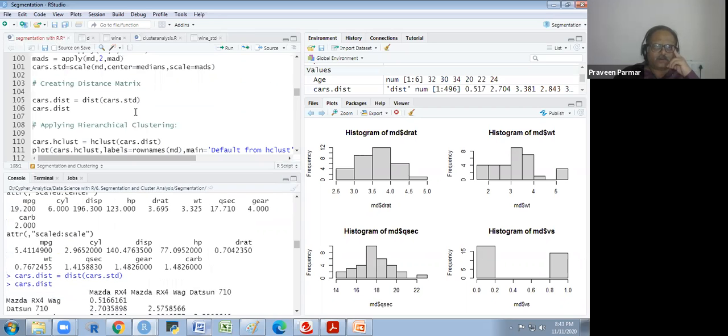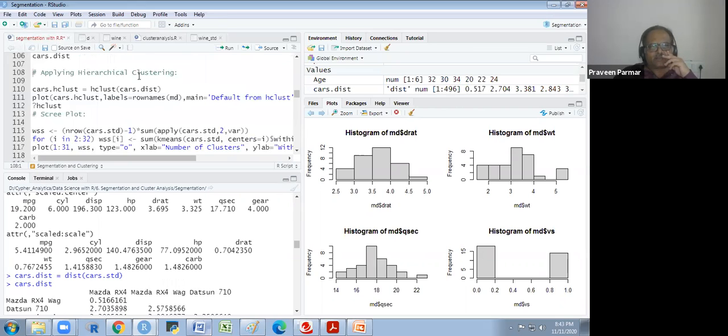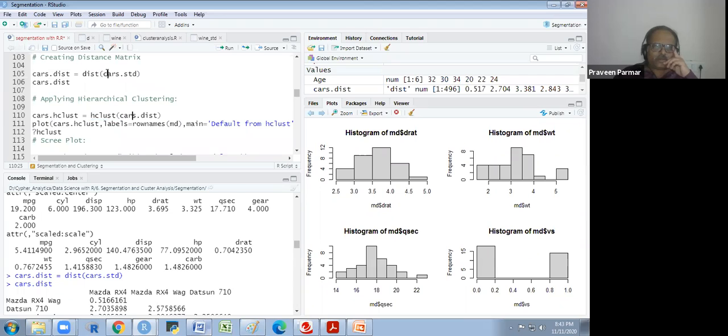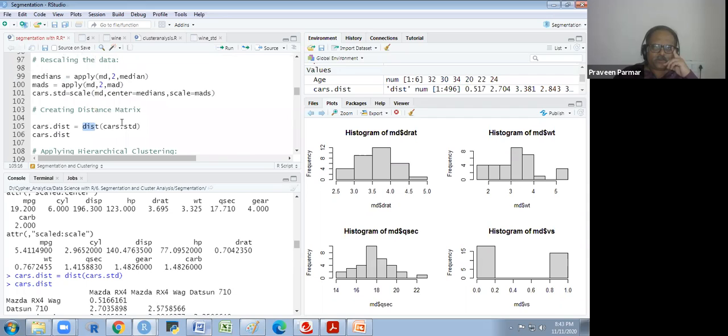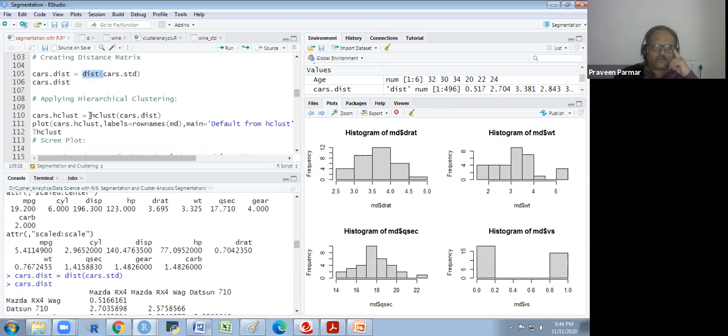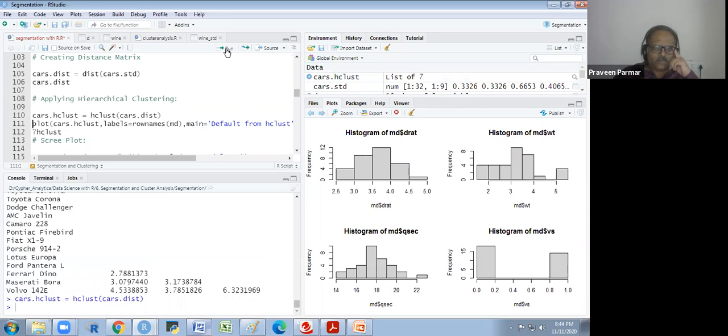Cumulative distance for all. And now I am applying the hierarchical clustering. So hclust is a function we have, and the car distance. First we have to find out the distance with the dist function. First we have to normalize the data, so we have the standardized scale. We have to standardize the data, and after standardizing, you find out the distance, and that distance you put in hclust. And I will just show you that plot.